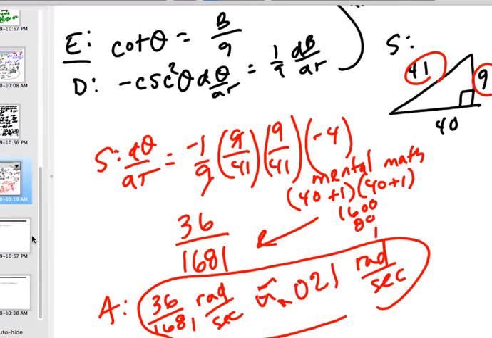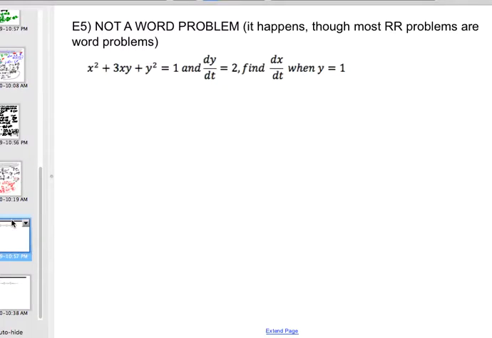All right, let's do 2 more problems, and then that's it for this video. All right, not a word problem. It happens, although most related rates problems are. So we're given this equation, we're given what dy/dt is, and we're asked to find dx/dt when y is 1. So we don't have to do diagram and rates. They're gone. You already have the equation, right? So the DRE part is over. You just have to do the DSA, right? You have to derive, you have to substitute, and then you have to answer the question.